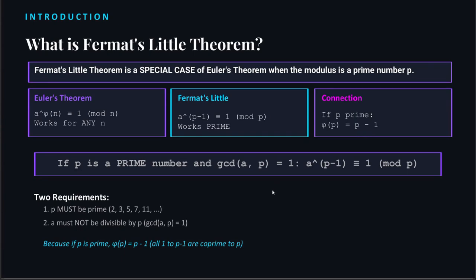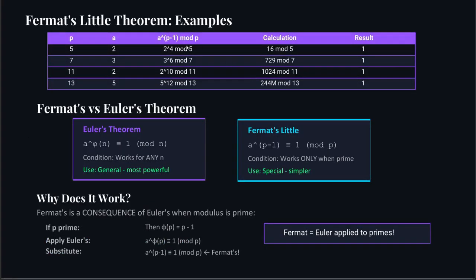So rather than a completely new theorem, Fermat Theorem can be viewed as a special version of Euler Theorem, specialized to prime moduli. For the theorem to hold, two conditions must be satisfied. First, p must be prime, and second, a must be coprime with p. Since p is prime, this simply means that a should not be divisible by p. Whenever this condition is satisfied, raising a to the power p minus 1 will always produce a remainder of 1 when divided by p.